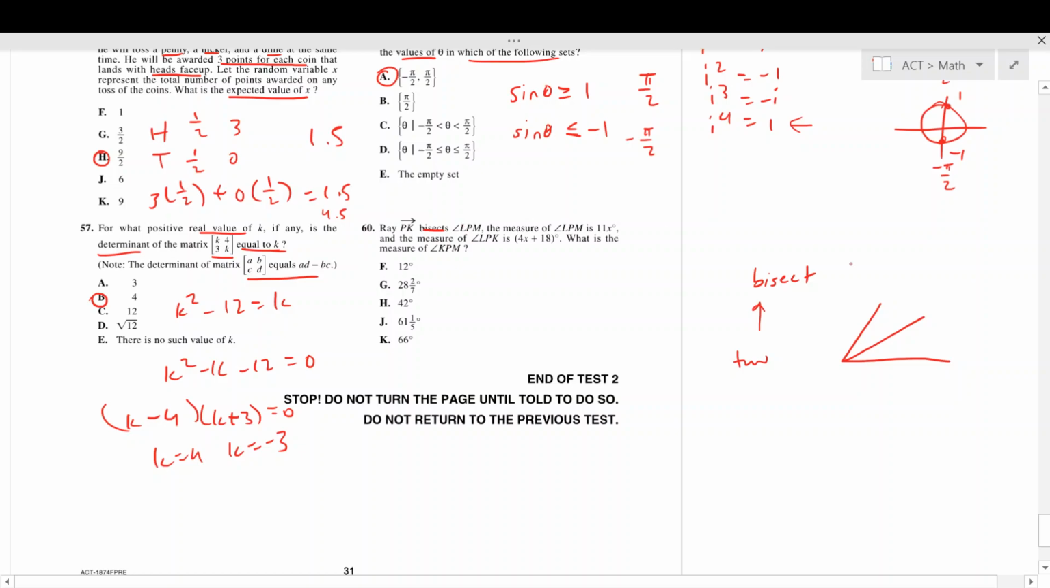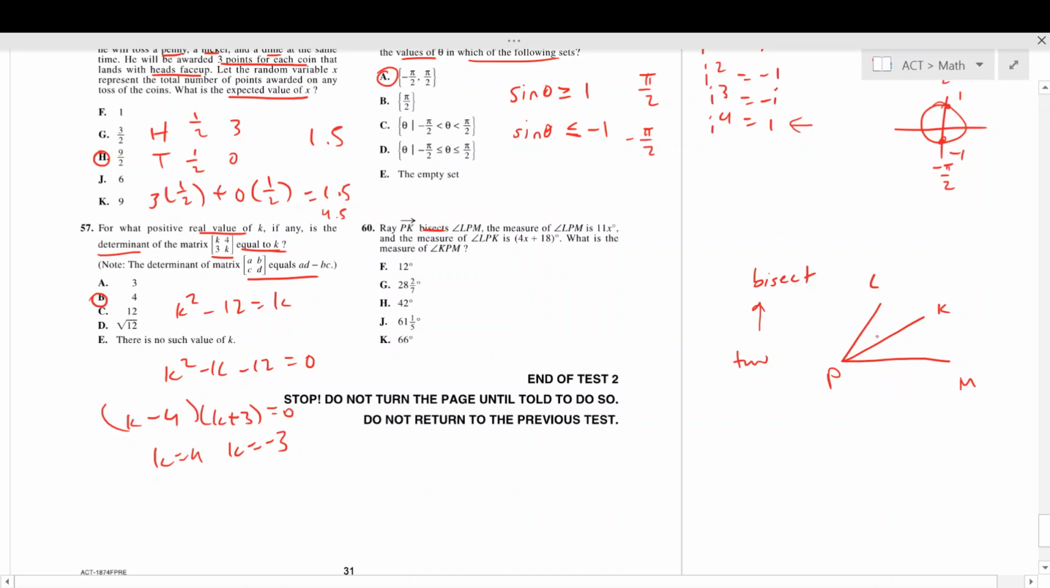So LPM, let's just draw out the angle, LPM. PK bisects LPM. So this is P, this is K. Bisect means that this angle must be half of this entire angle, because ray PK cuts in half this entire angle. Therefore, this angle must be only half of the whole angle. And this angle right here must also be half of the whole angle. And then also, these two angles are exactly the same. That's just all coming from the definition of bisect.